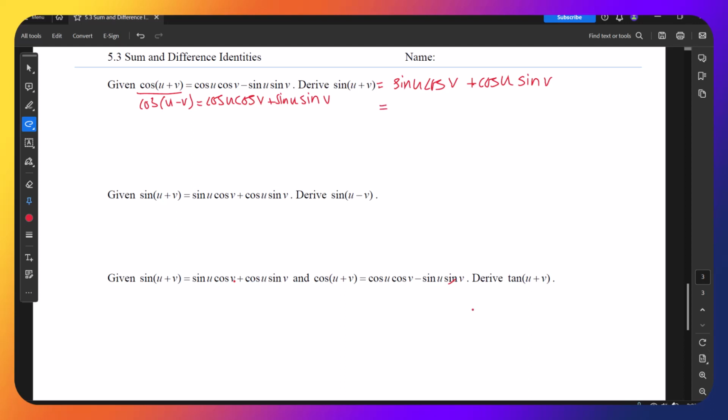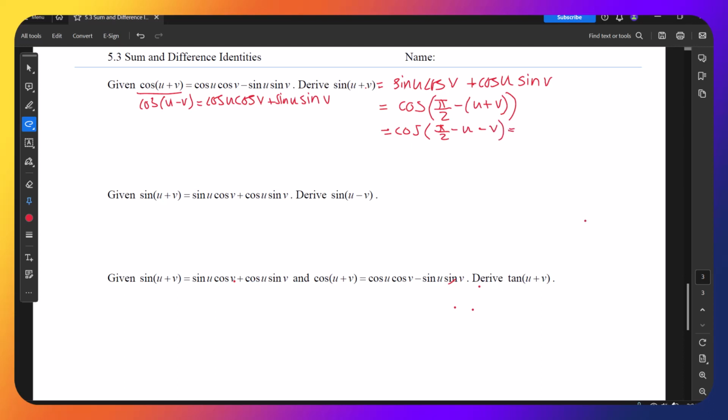Okay, so over here, I'm going to go ahead and rewrite sine of u plus v as a cosine function. So we know sine and cosine are cofunctions, so I'm going to rewrite it as cosine of pi over 2 minus u plus v. Then I'm going to go ahead and rearrange the terms a little bit. So cosine of pi over 2 minus u minus v.